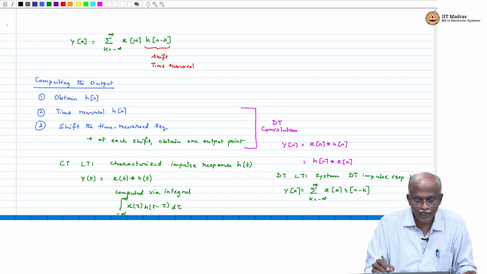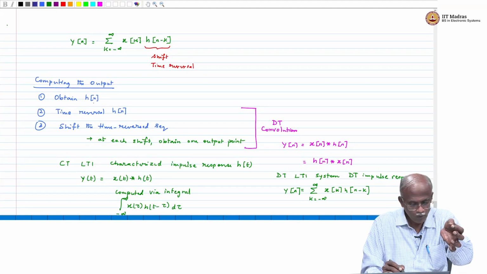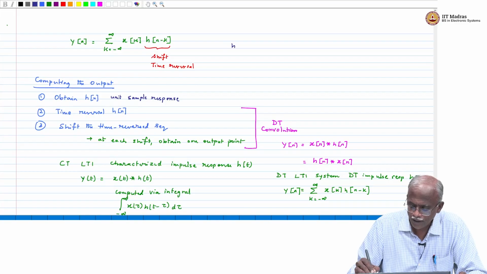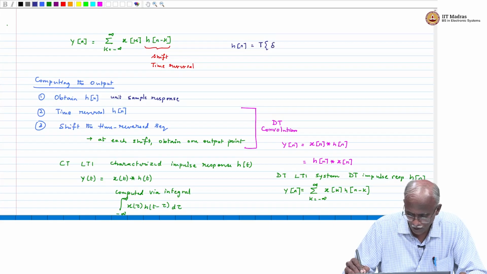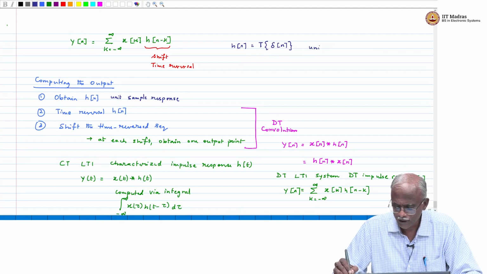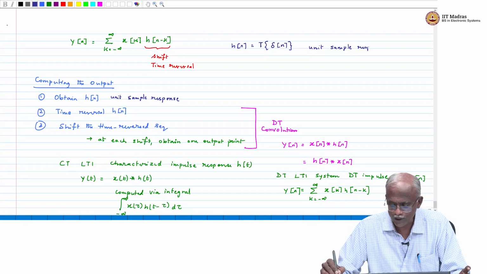So, how do you obtain the output y of n? To obtain the output y of n, first we have to get the impulse response, the unit sample response. h of n is equal to this linear time invariant system operating on delta of n. This is the definition of the unit sample response. And it is very easy: instead of applying the entire sequence, you just apply one unit sample function and you will get the unit sample response.